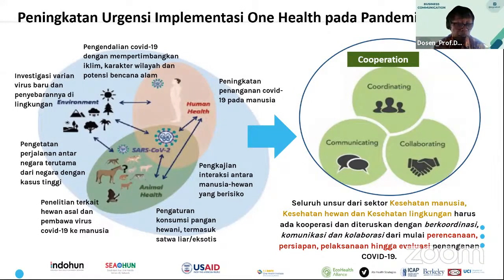So we should also have research on surveillance: testing, tracing, and also active surveillance, in humans and also in animals. So this one, all sectors should work together. We call that in Bahasa Indonesia, we should collaborate in the planning and also in the preparation and also the evaluation of managing COVID-19.